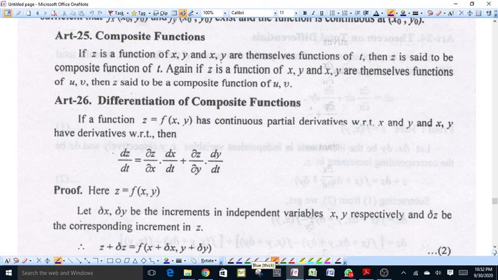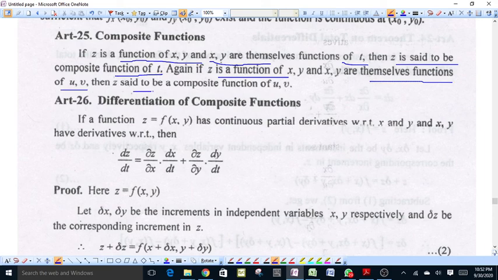If z is a function of x and y, and x and y are themselves functions of t, then z is said to be a composite function of t. Again, if z is a function of x and y, and x and y are all themselves functions of u and v, then z is said to be a composite function of u and v.